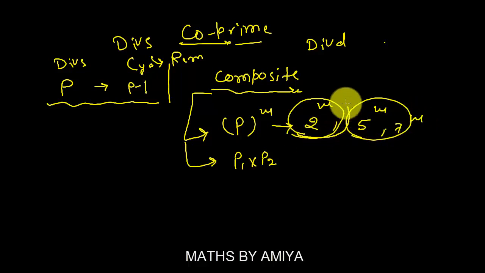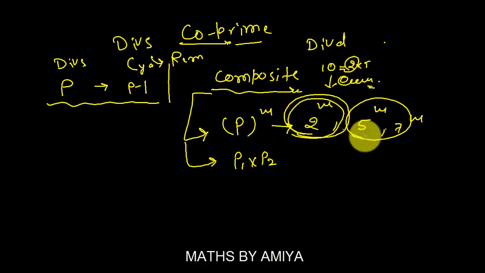Why am I taking 2 as a different case? Because 2 is the exceptional prime, which is the only even prime. And it is also part of our base 10, so 2 into 5, and 2 is the exception, so I am taking 2 as a different case and the rest of the primes as a different case. Now work on the rest of the primes first, then work on 2, then we work on prime into prime bundles.